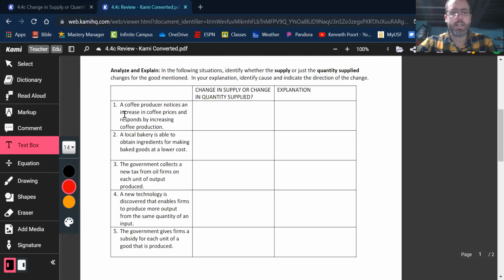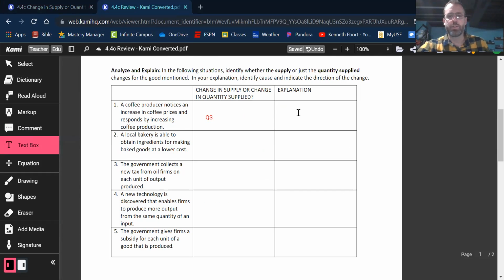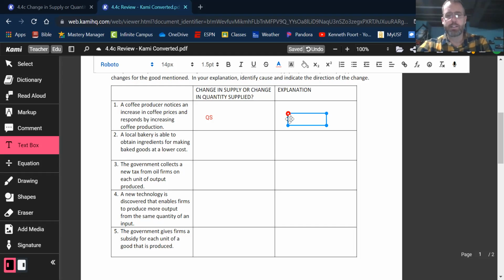Okay, so number one, a coffee producer notices an increase in coffee prices, responds by increasing coffee production. So this is quantity supplied. I'm just going to put QS for quantity supplied. If we're choosing quantity supplied, our only explanation is going to be a change in price.